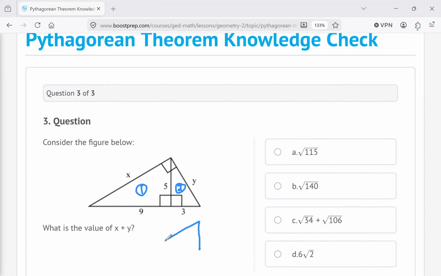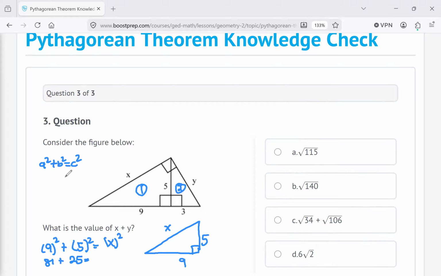A squared plus b squared equals c squared. So do we have one of the legs? Yes, 9 squared. Do we have another leg? Yes, 5 squared. And then do we have the hypotenuse? Yes, x squared. So 9 squared is 81, 5 squared is 25, right? I did that in my head, but if you didn't know that, put it in the calculator. In your calculator, just do 9 and then the caret sign and then 2. Same thing with 5. So 5 caret sign 2. And then 81 plus 25 is 106.